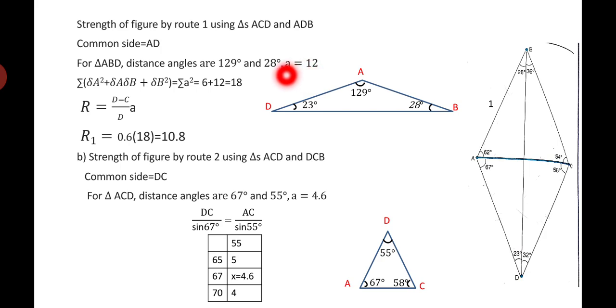As I said, from one more route, if you take this ABD, you are going to have A as 12 for 129 and 28 degrees. Now this value is 18 from the table, you can easily find out R1.